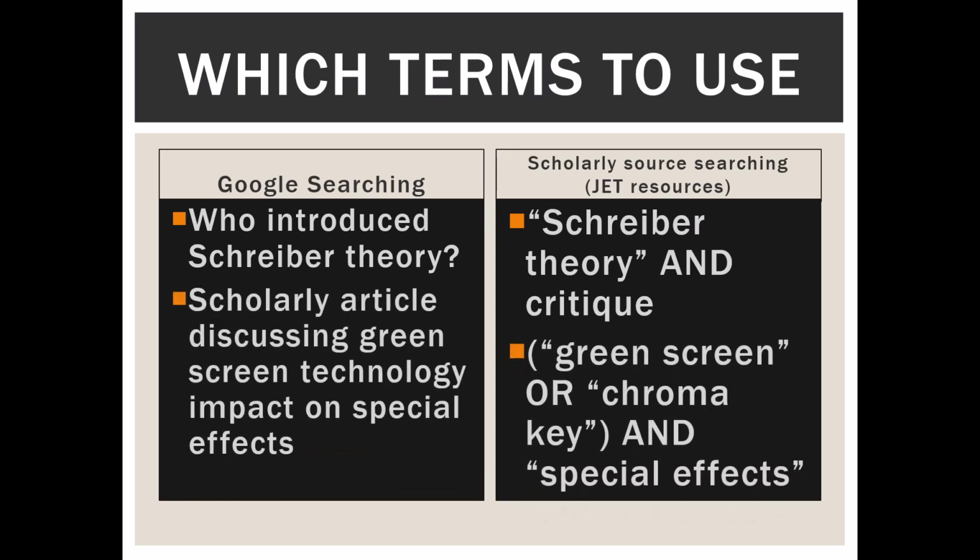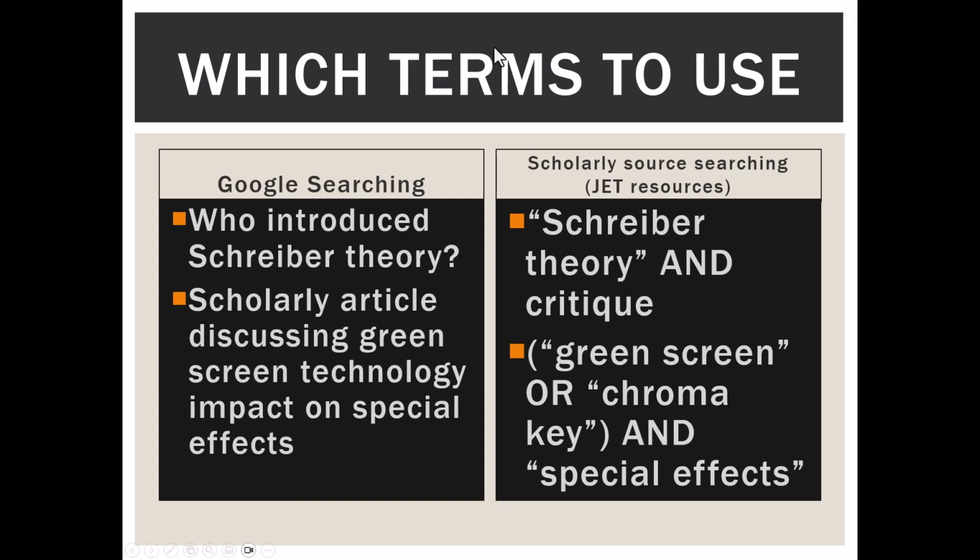I see students doing this a lot. Professor says that they want a scholarly article, in this case discussing green screen technology and its impact on special effects, and that's exactly what they put into the search bar. But just like you don't start out writing a paper by saying, I shall now write a paper, these people, when they write a scholarly article, don't actually use the words scholarly article in their article. So those aren't words that you want to look for.